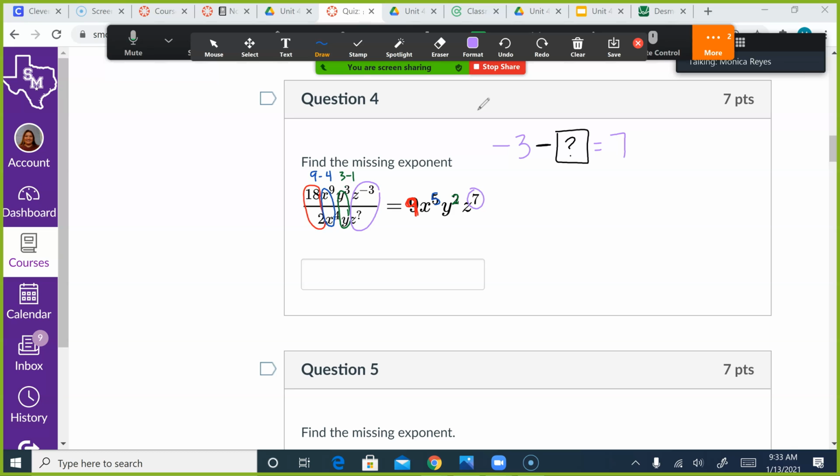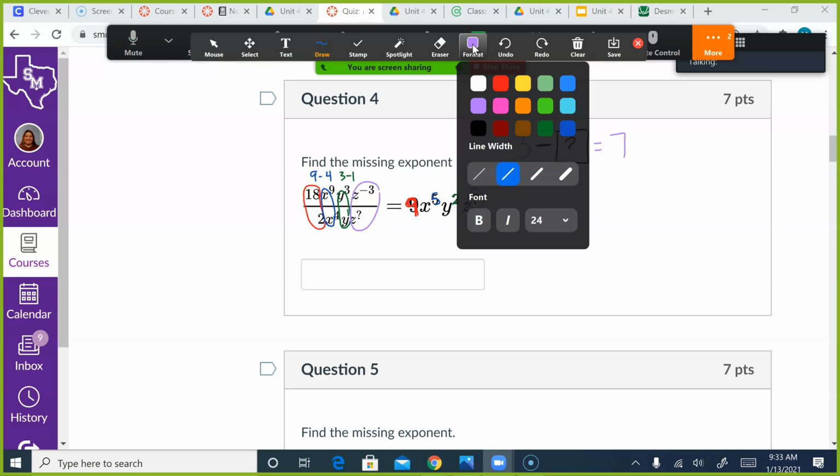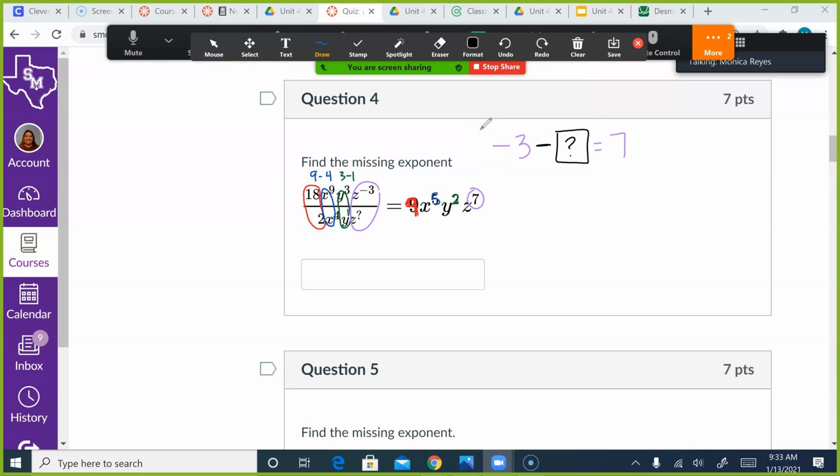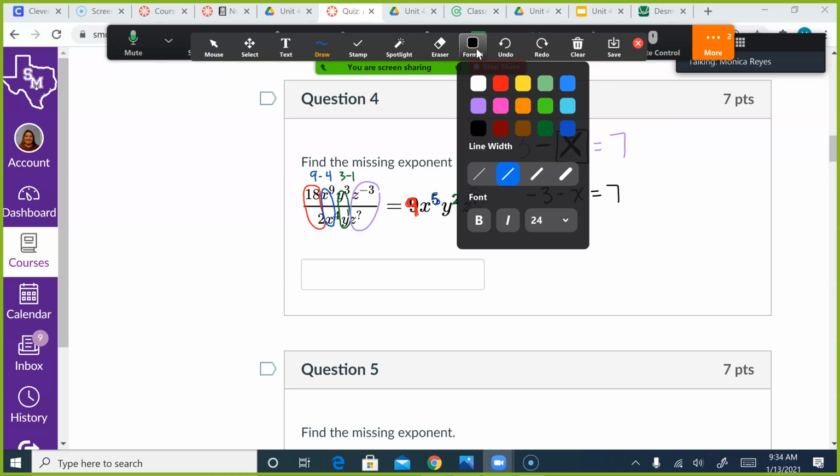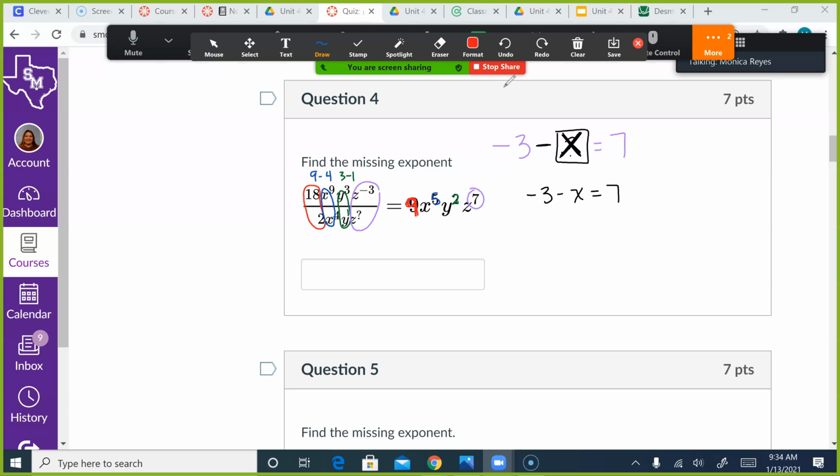If you can't figure it out off the top of your head, you can set up an equation and solve for x. So let's say instead of the box here, I call this thing x, and then I can solve for it. So negative 3 minus x is 7. You don't have to do this all the time. You just do this when you can't figure out the number off the top of your head. Sometimes you can figure it out: oh, 2 minus 3, okay, then it has to be 1. But other times you actually have to solve for it.